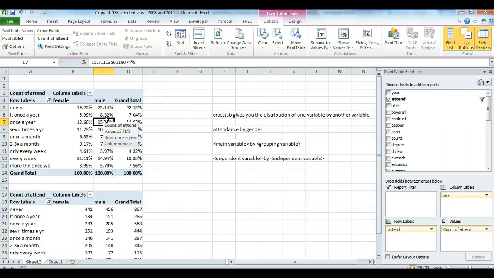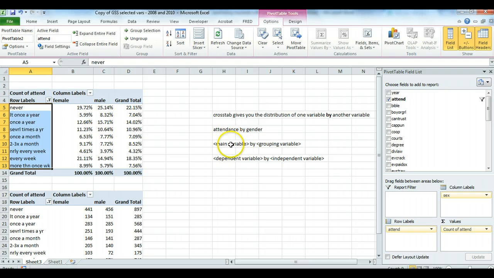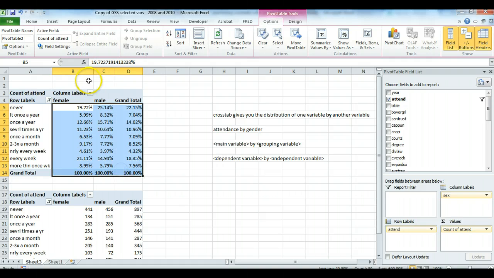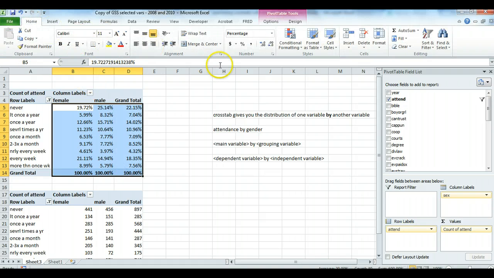The convention with the crosstab is to get column percentages so long as you have the dependent variable in the rows and the independent variable in the columns. Or another way to say that is the variable before the by goes in the rows, the variable after the by goes in the columns. And now there's a lot of places after the decimal point, so I'm going to get rid of some of those.